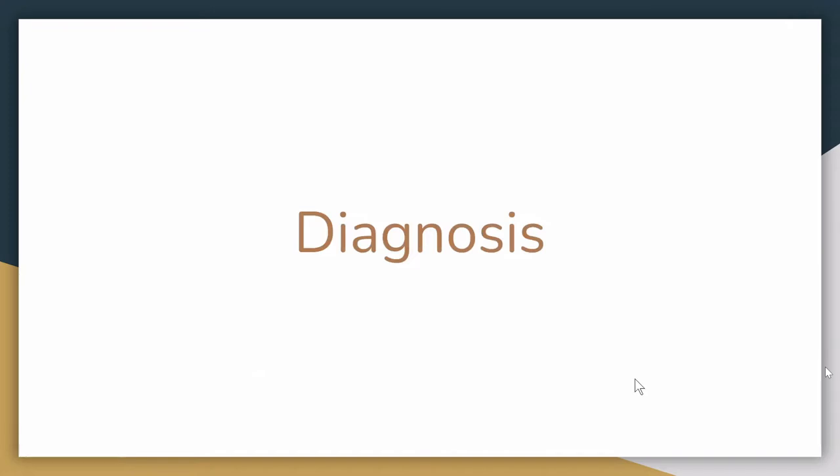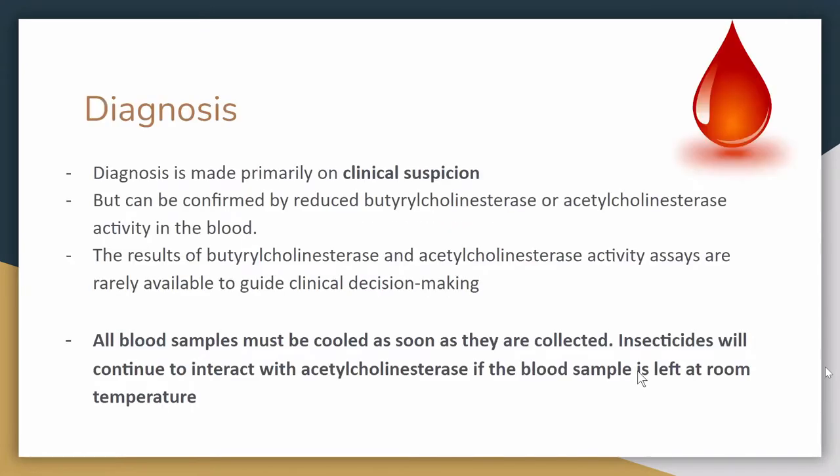So now, how do we diagnose these people with organophosphate toxicity? Of course, our diagnosis is typically based on clinical suspicion. So you have a patient that gives you some history that they ingested something or had some environmental exposure, and then they have the classic symptoms. If you're not sure, though, then you can do blood tests.